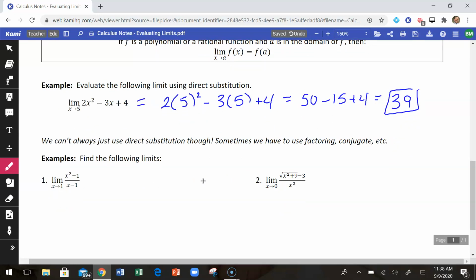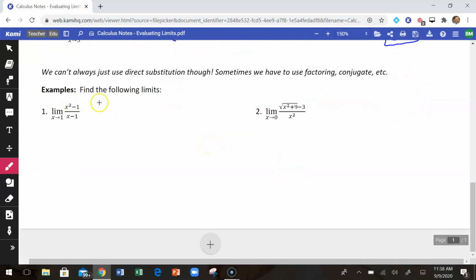Now, you can use direct substitution again as long as this is a defined number. If this is an undefined number, direct substitution does not work. So for these next two examples, I'm going to give you a couple here where we can't just use direct substitution. And when we can't use direct substitution, we're going to have to use some algebra techniques to help us simplify or rewrite the expression so that then I can use direct substitution. So I just want you to see what happens here.